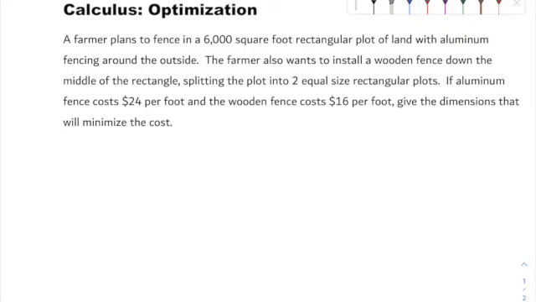Rectangular plot of land, and we're going to fence it in with aluminum fencing around the outside. The farmer also wants to install a wooden fence down the middle of the rectangle, splitting that plot into two equal size rectangular plots. And then we have that aluminum fence costs $24 per foot, wooden costs $16 per foot. Give the dimensions that will minimize the cost.